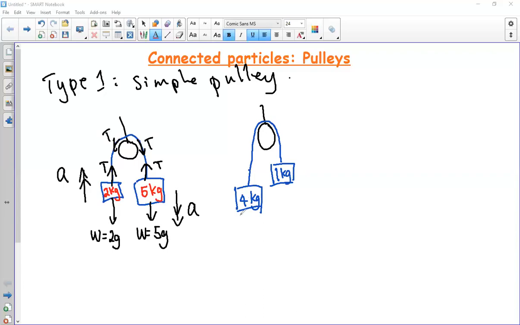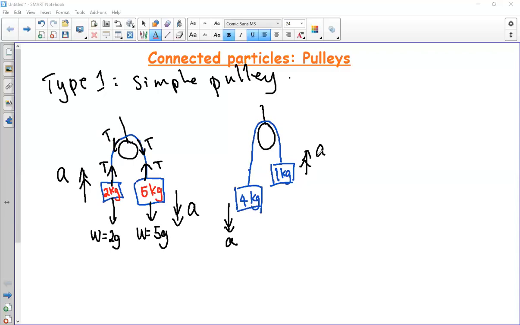Again, imagine at the beginning both boxes are being held still. When I take my hands away, what's going to happen? Well, hopefully now you'll realize that because the box on the left hand side is heavier, when I release both boxes, this box will start to go downwards. So we have acceleration down, and that means this box will get pulled upwards because it's lighter.